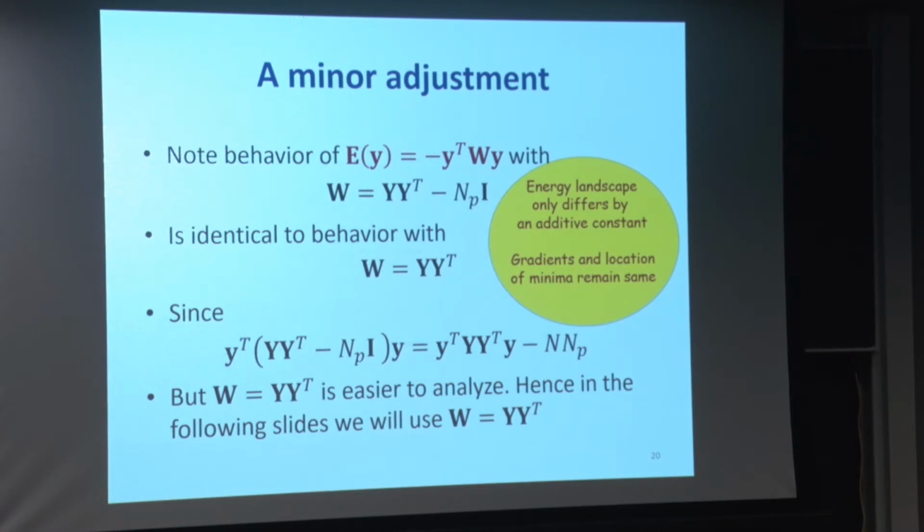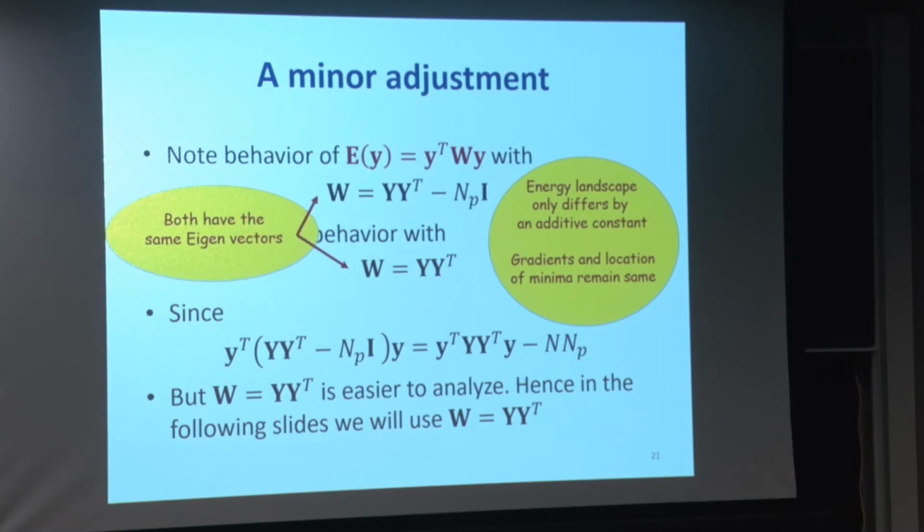So which means that I don't necessarily have to make the diagonal entry 0 to understand the behavior of the network. To understand the behavior of the network, I have to look at the energy as a function of the pattern, because having or not having the diagonal entries only adds a constant to the energy. So we're going to assume that the actual weights matrix is YY transpose.